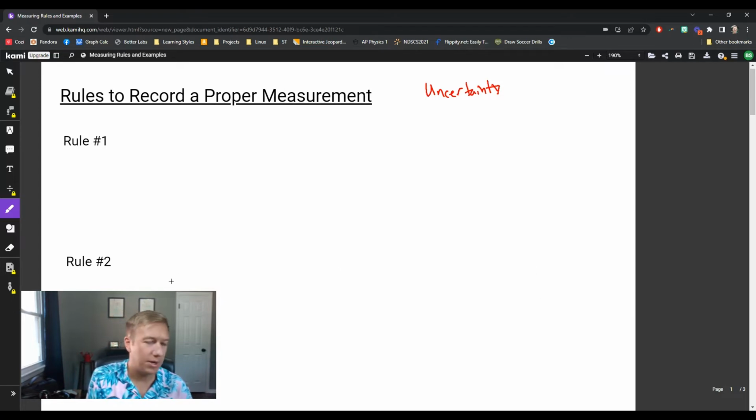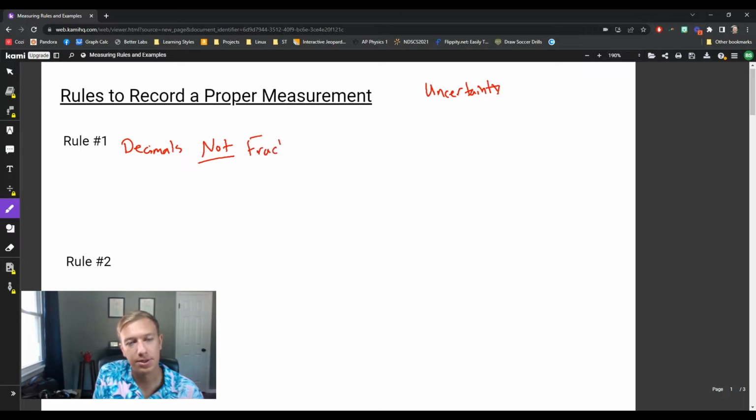So rule number 1. This one is more so helping us with our math and dealing with the measurements after we have them. But for us, we're going to measure in decimals and not fractions. So decimals are good, fractions are bad. All right, so decimal is going to be like 0.5 or 4.567.